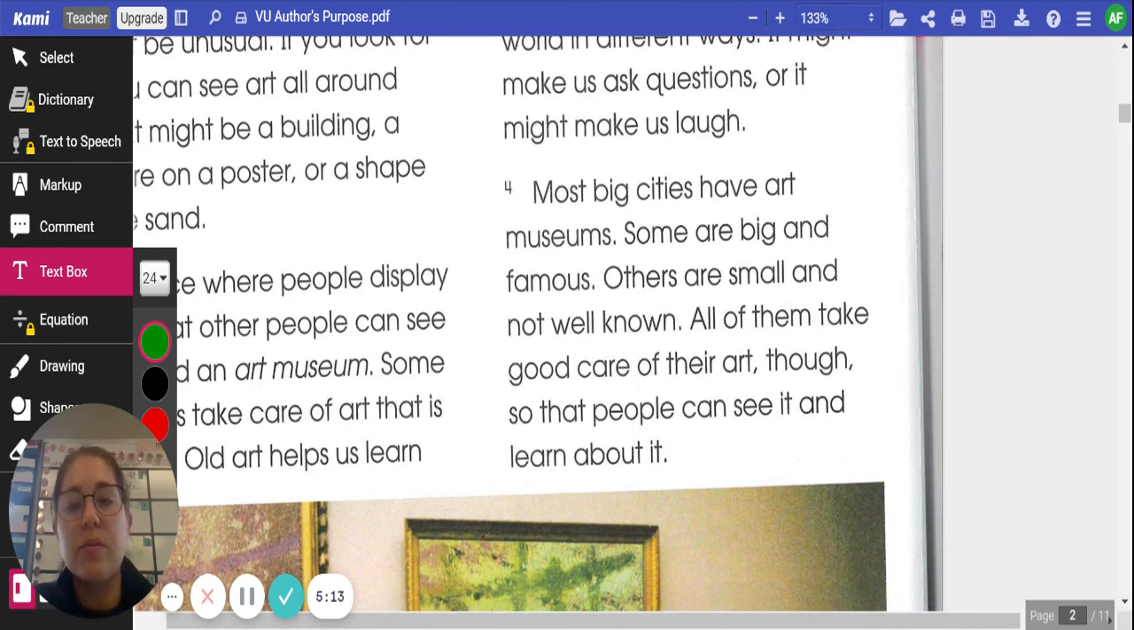Most big cities have art museums. Some are big and famous. Others are small and not well known. All of them take good care of their art, though, so that people can see it and learn about it.